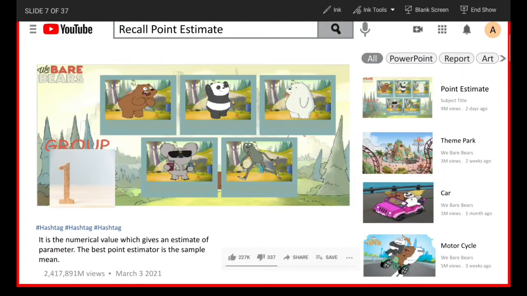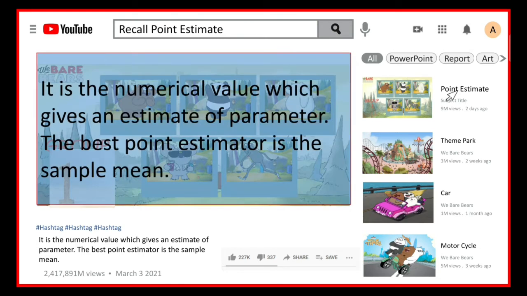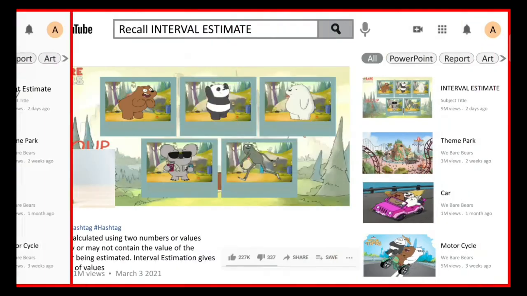Before we proceed with the main lesson, let us recall the point estimate. We discussed last time the point estimate, which is the numerical value which gives an estimate of parameter. The best point estimator is the sample mean. The average comes from the population or from the sample. It is called point estimate. But the best point estimator, always remember, is the sample mean.